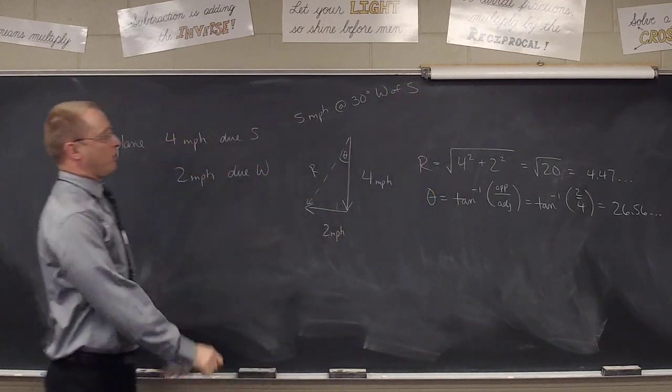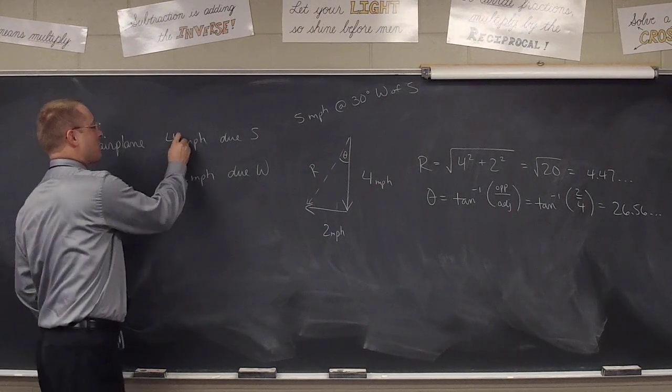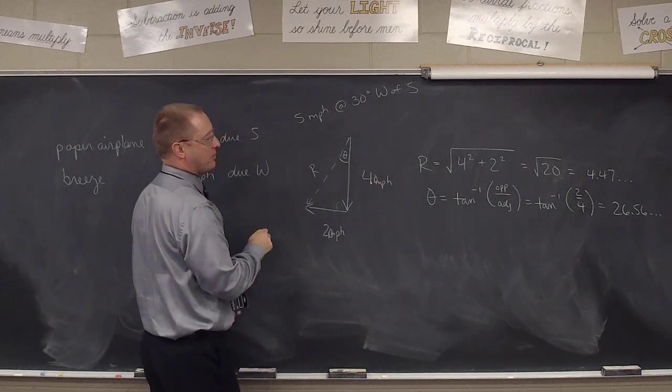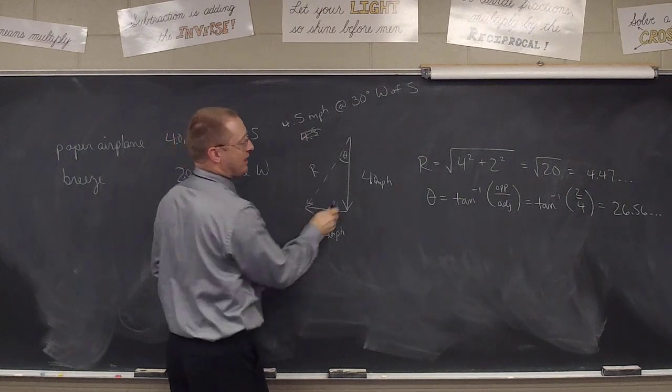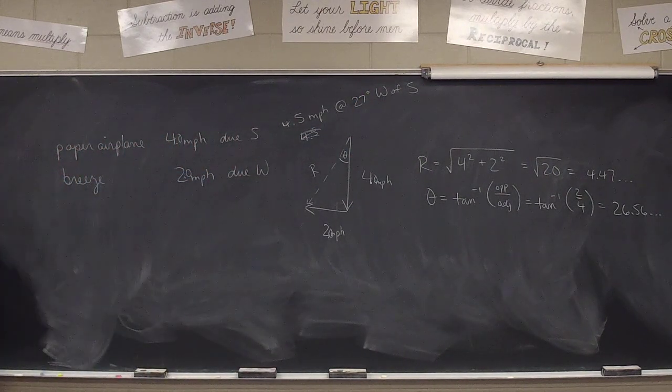If we're going only 1 sig fig like I didn't mean to do, we would have 5 miles an hour at 30 degrees west of south. If you assumed I meant 4.0 and 2.0, which I should have written, then we would have had 4.5, I cheat right there, miles per hour at 27 degrees west of south. Did we get that answer?